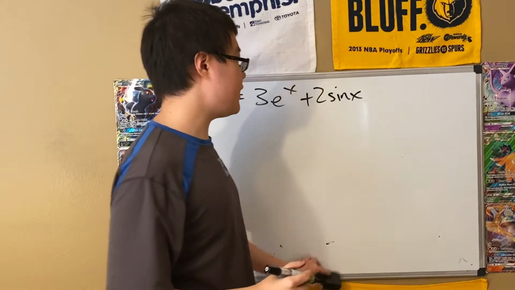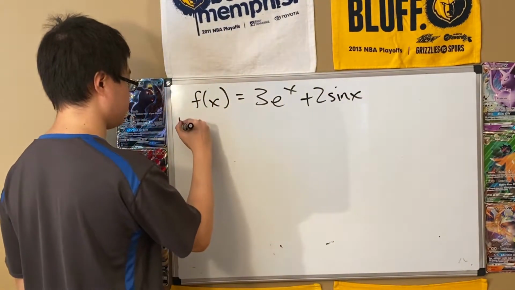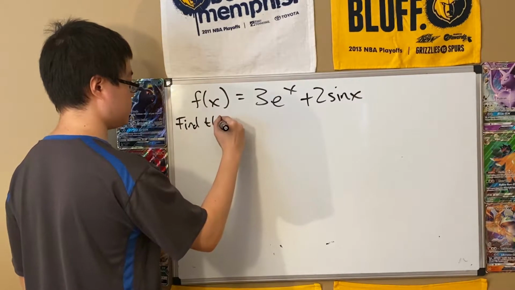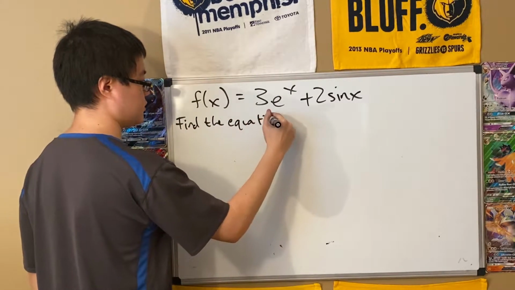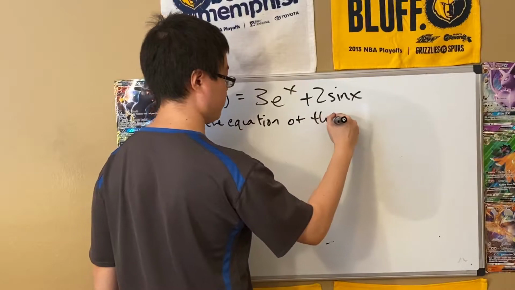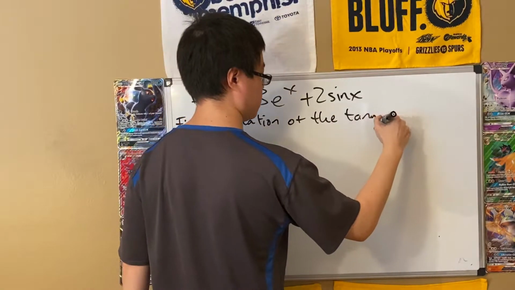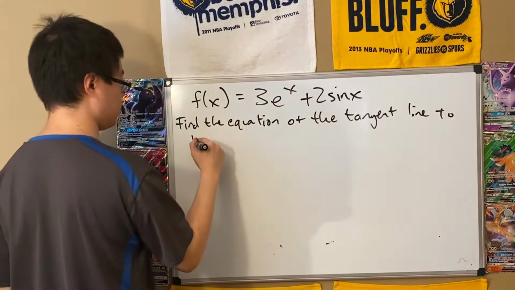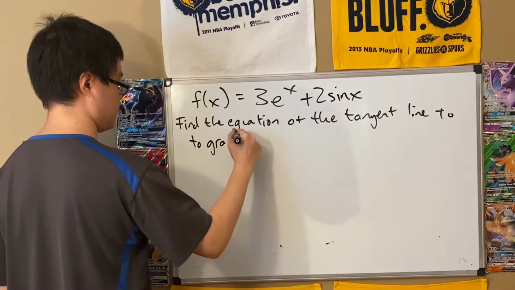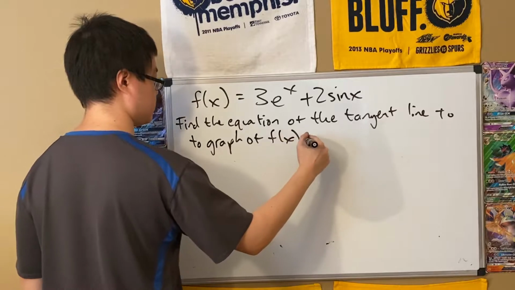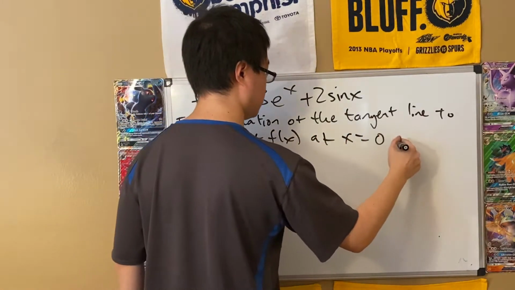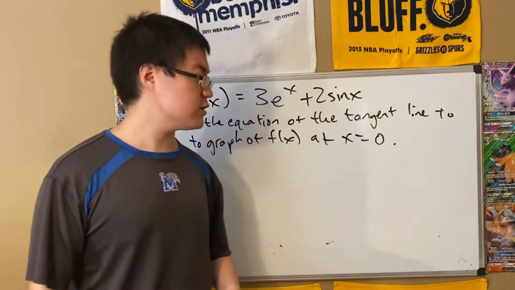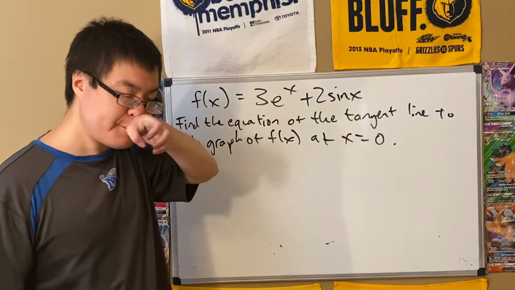And the question is, find the equation of the tangent line. So let me just write out a few words here. Find the equation of the tangent line to the graph of this function, to the graph of f of x at the point x is equal to 0, which is a given. So 2 givens always, the x coordinate and the function.